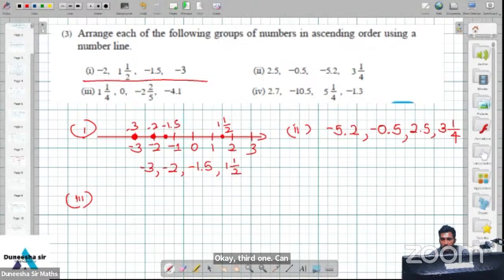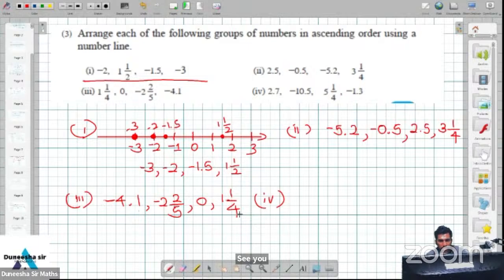Can you tell me, Ludisha? What is that? Yes, -4.1. Minus 4.1 is the least one. Next one? Minus 2 and 2 over 5. Yes. Next one is 0. Next one, 1 and 1 over 4. Fourth one, can you tell me?